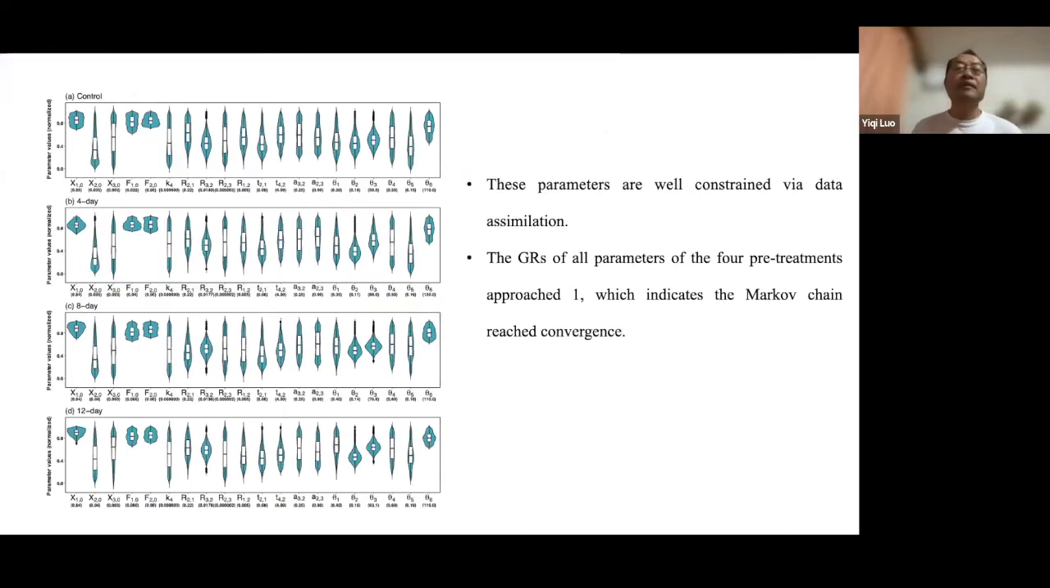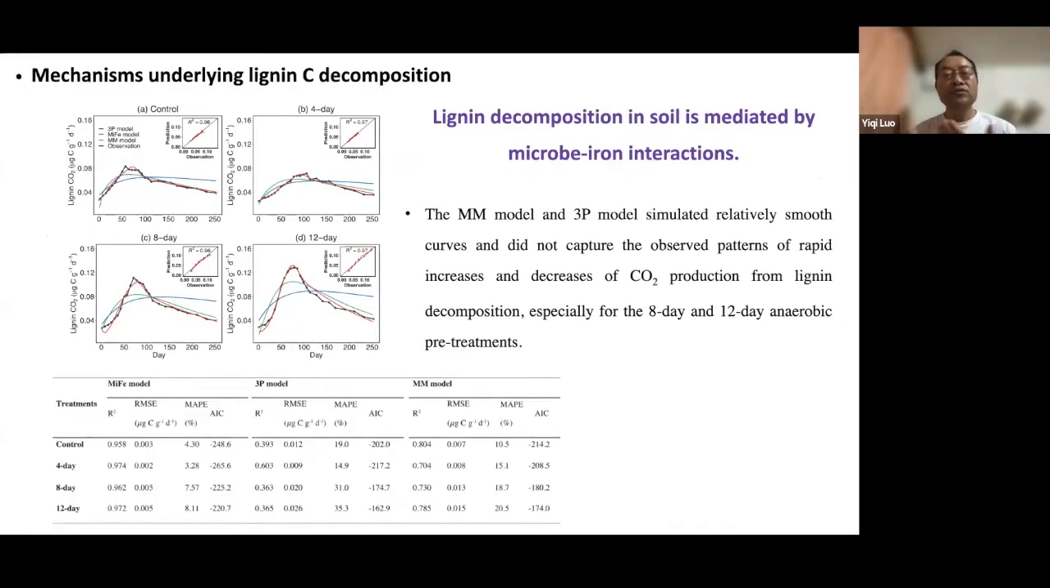So here are the estimated parameters for the different treatments. The top panel is for control, then the second panel is 4 day, 8 day, and 12 days. In this figure, for each of the parameters, if the shape is long, that means the data didn't provide enough information to constrain them. If the symbol has a very small range, that means the data have more information to constrain those parameters. And once we constrain those parameters, we evaluate how well they fit.